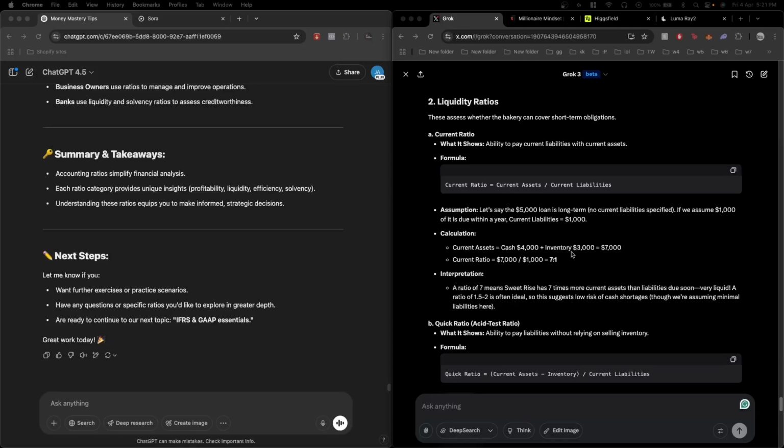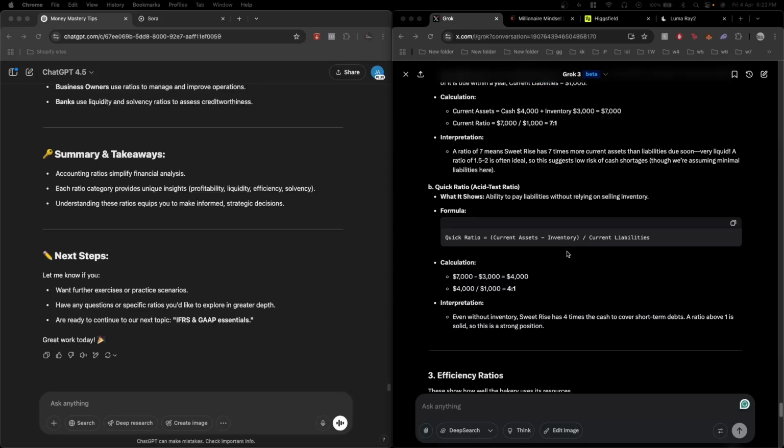What is the interpretation? A ratio of 7 means Sweet Rice has 7 times more current assets than liabilities due soon. So that means it's a very liquid business. A ratio of 1.5 to 2 is often ideal. So this suggests low risk of cash shortages, though we are assuming minimal liabilities here.